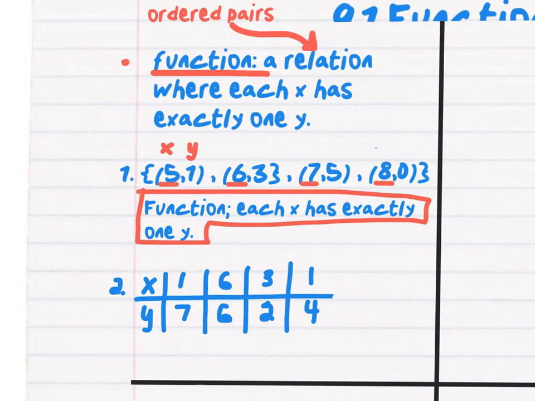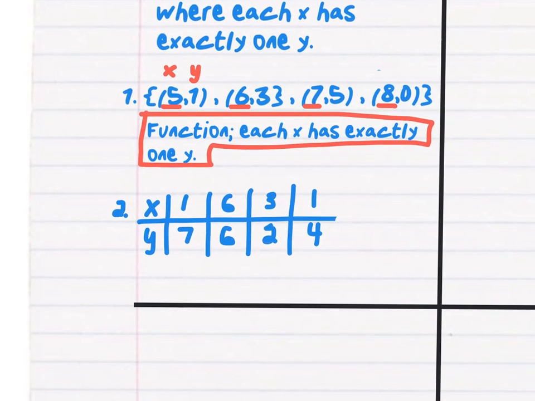Okay, so now let's take a look at problem 2. On problem 2, let's say you were given a table where you have an x and y row, and each of the ordered pairs is vertical. So it's (1, 7), (6, 6), (3, 2), (1, 4). When you look at this relation, you look at the x values again. If you need to pause the video so you can copy the table first, please do so. So the x values here are 1, 6, 3, and 1 again.